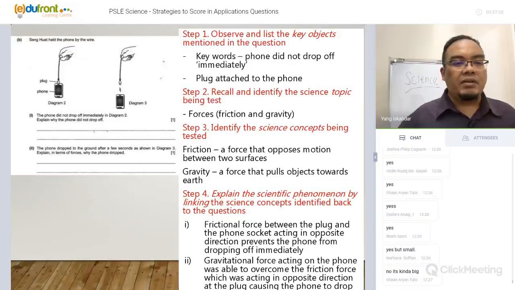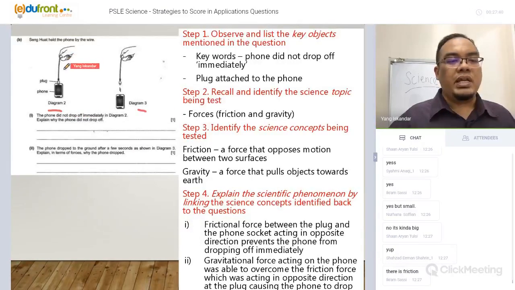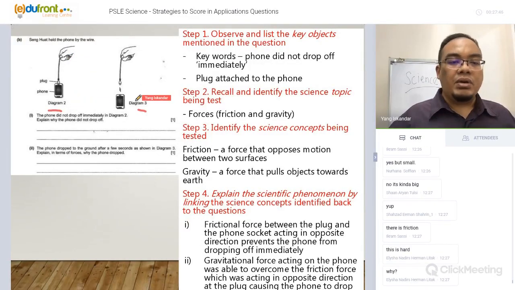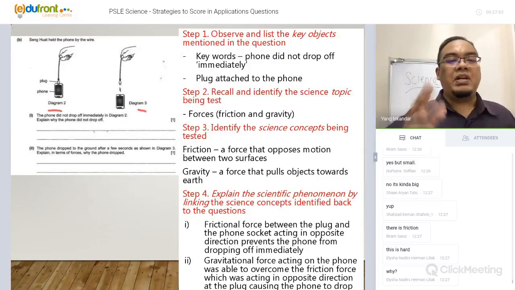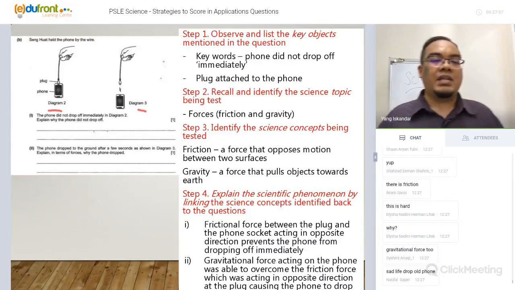Sing Huat held the phone by the wire. The phone did not drop immediately in diagram 2. Explain why the phone did not drop off. So you can see diagram 2 and diagram 3. He was holding it with the charger plug, and then it did not drop off immediately. After a while, it dropped off in diagram 3. So the question asks, explain why the phone did not drop off. This was last year's PSLE question. Why?